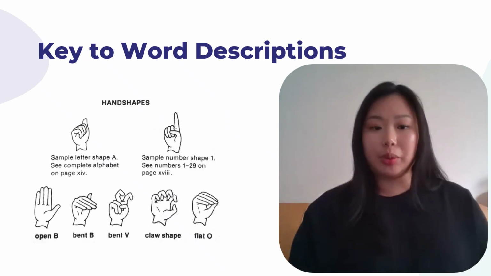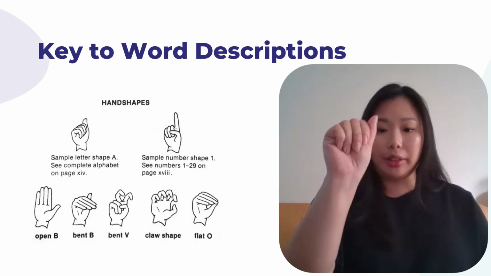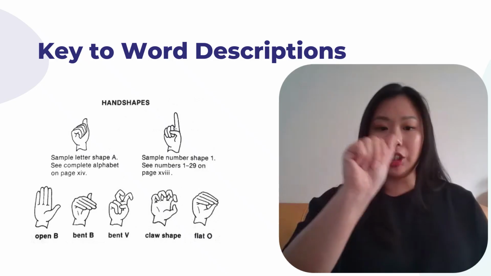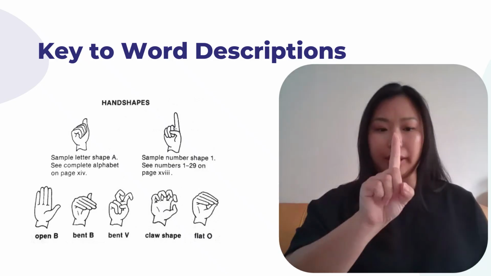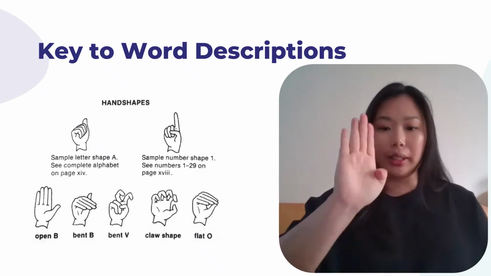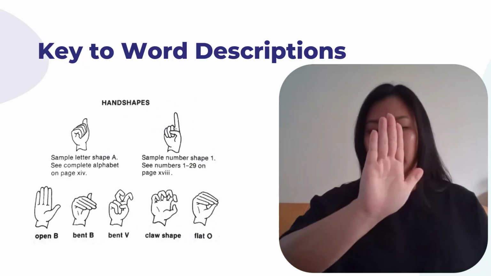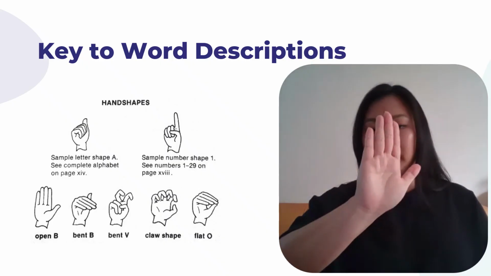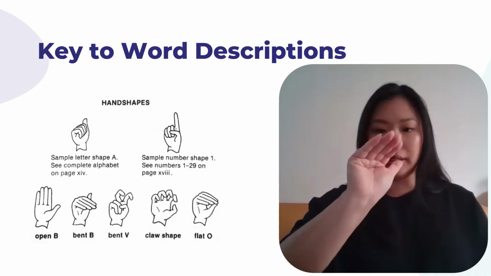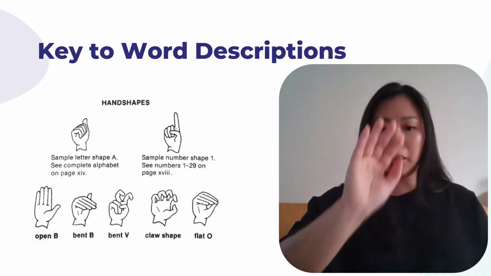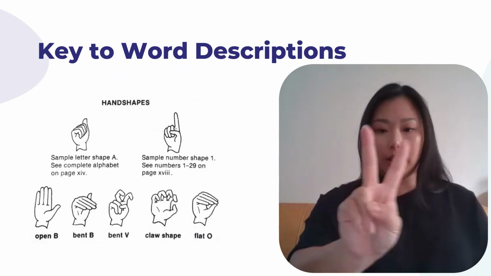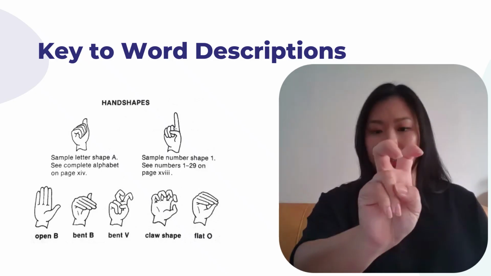In the sign descriptions, they might describe the shape of your hand. So if it says make a shape A, then you would make the letter A with your hand. Or if it says shape 1, then you make a 1 with your hand. This is the letter B. If it says an open B, then you open up your thumb like this. If it's a bent V, then you bend your hand like so. A bent V is you make the V shape, then you bend it down.